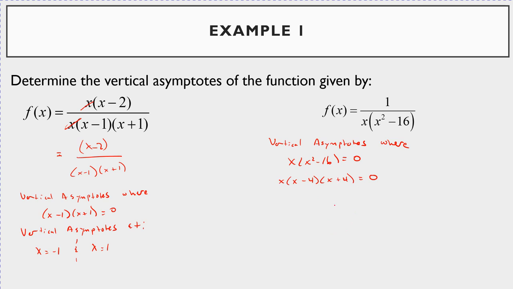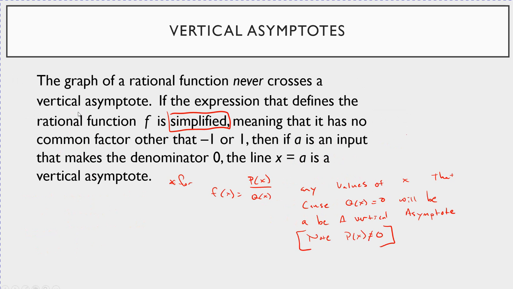And you can see in this case here, we have vertical asymptotes, if you look here, first when x is equal to 0, when x is equal to 4, and then finally when x is equal to minus 4. So just make sure if you're going to look for vertical asymptotes, you simplify if possible. Okay, so it needs to be simplified.